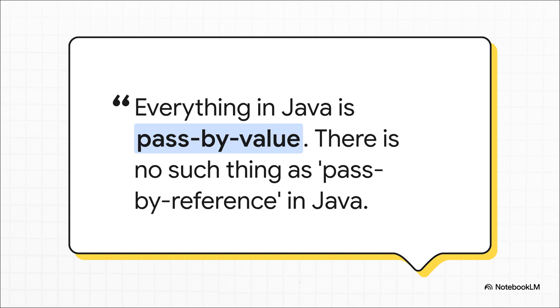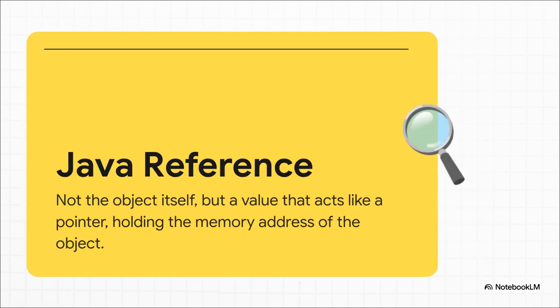Now, for simple things like numbers, that's easy to grasp. You're just passing a copy. But the confusion, the whole debate, really kicks in when we start talking about objects. Yeah, the whole problem comes from that tricky word, reference.